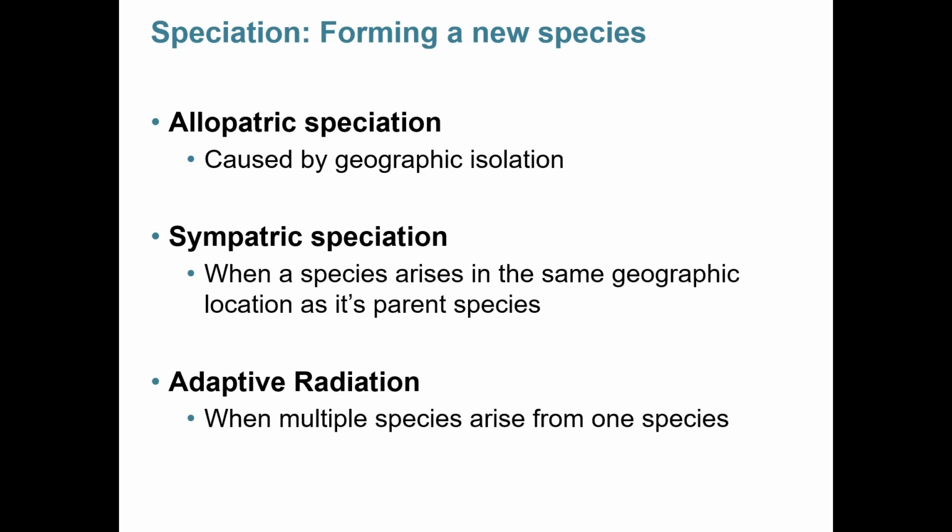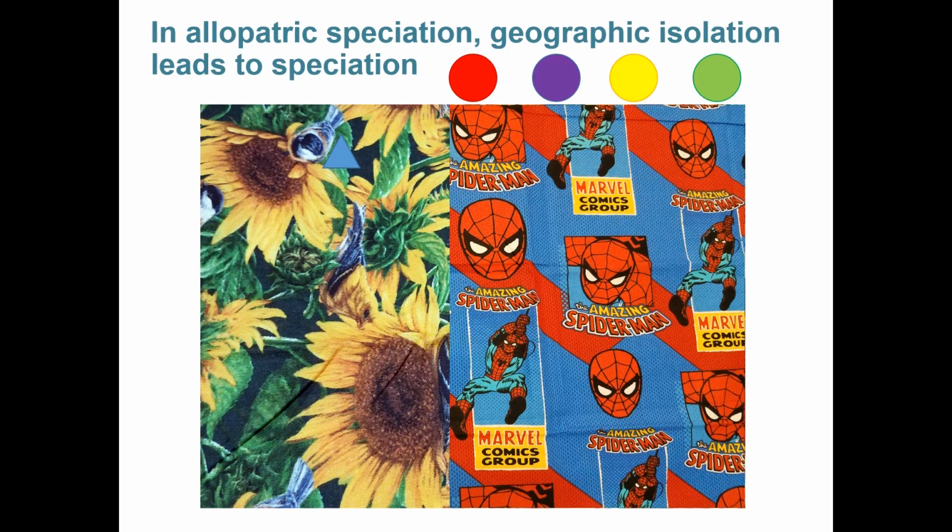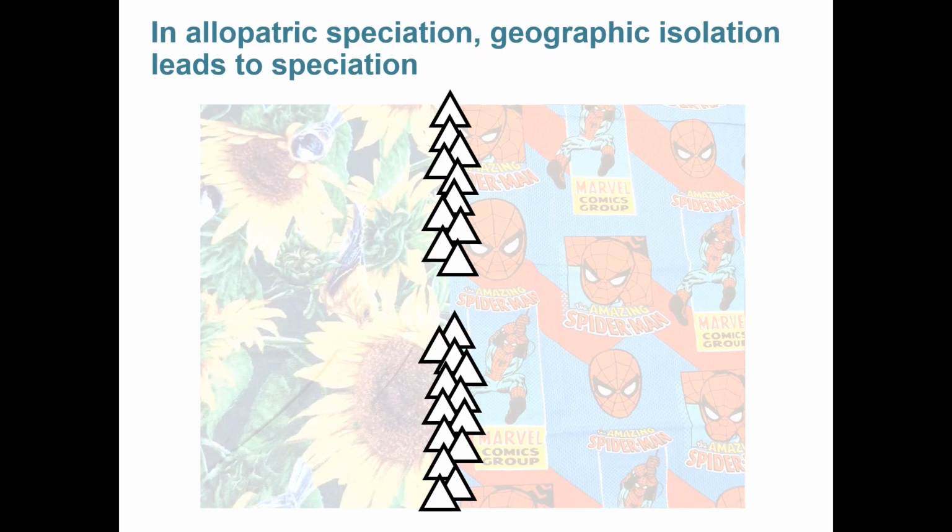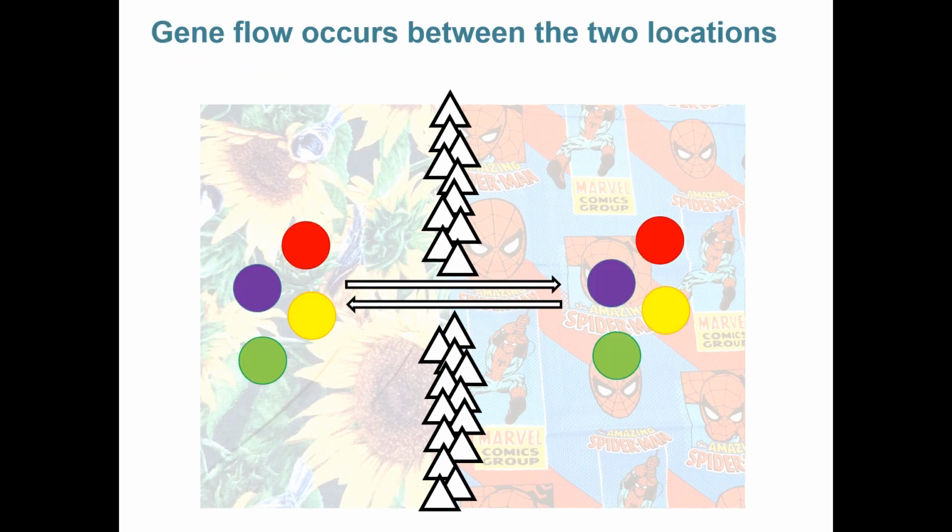Let's give an example of how allopatric speciation works. Let's say that we have a scenario where there are two different environments that are close together, the sunflower environment and the Spider-Man environment. And these two environments are separated by a mountain range. A population is able to move in between these two environments and consists of 4 different colors.